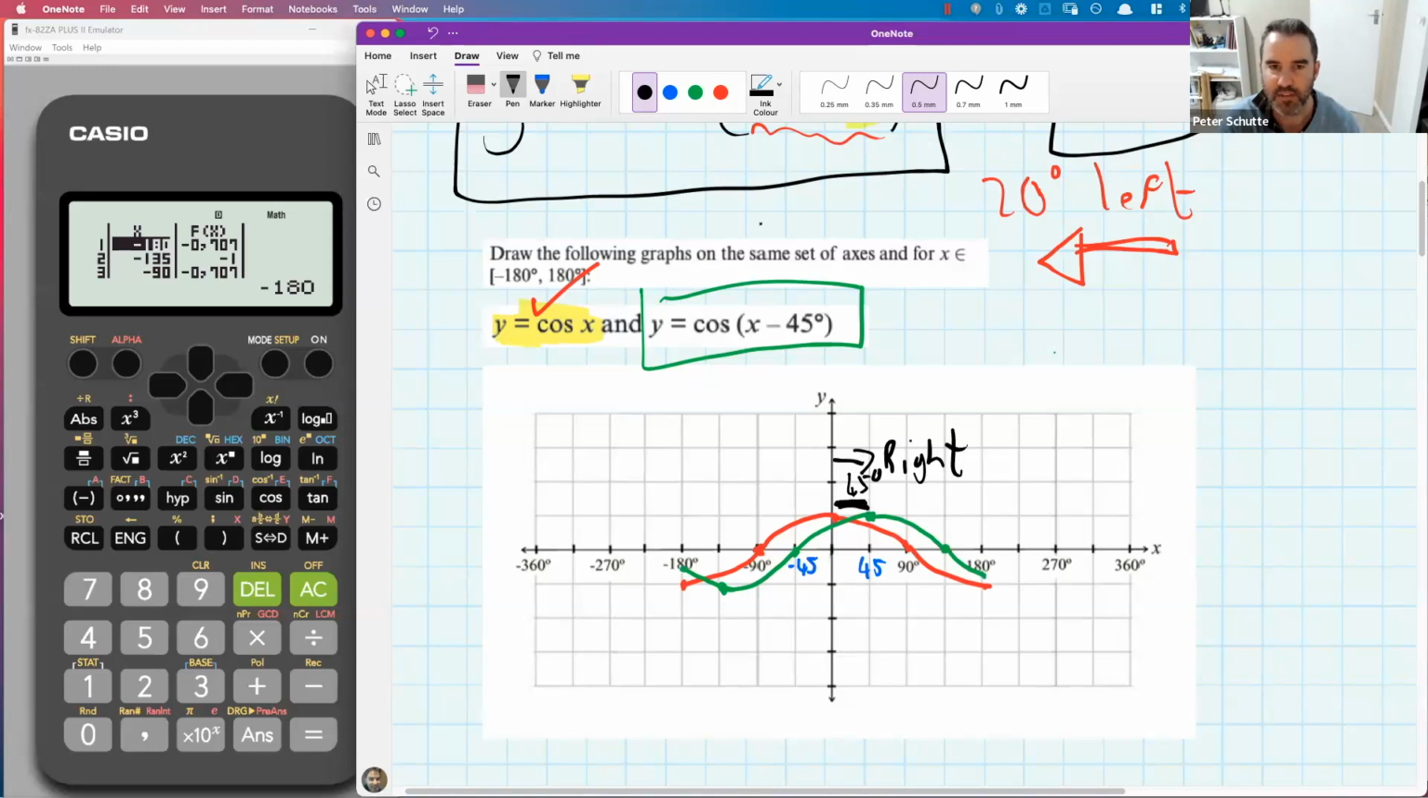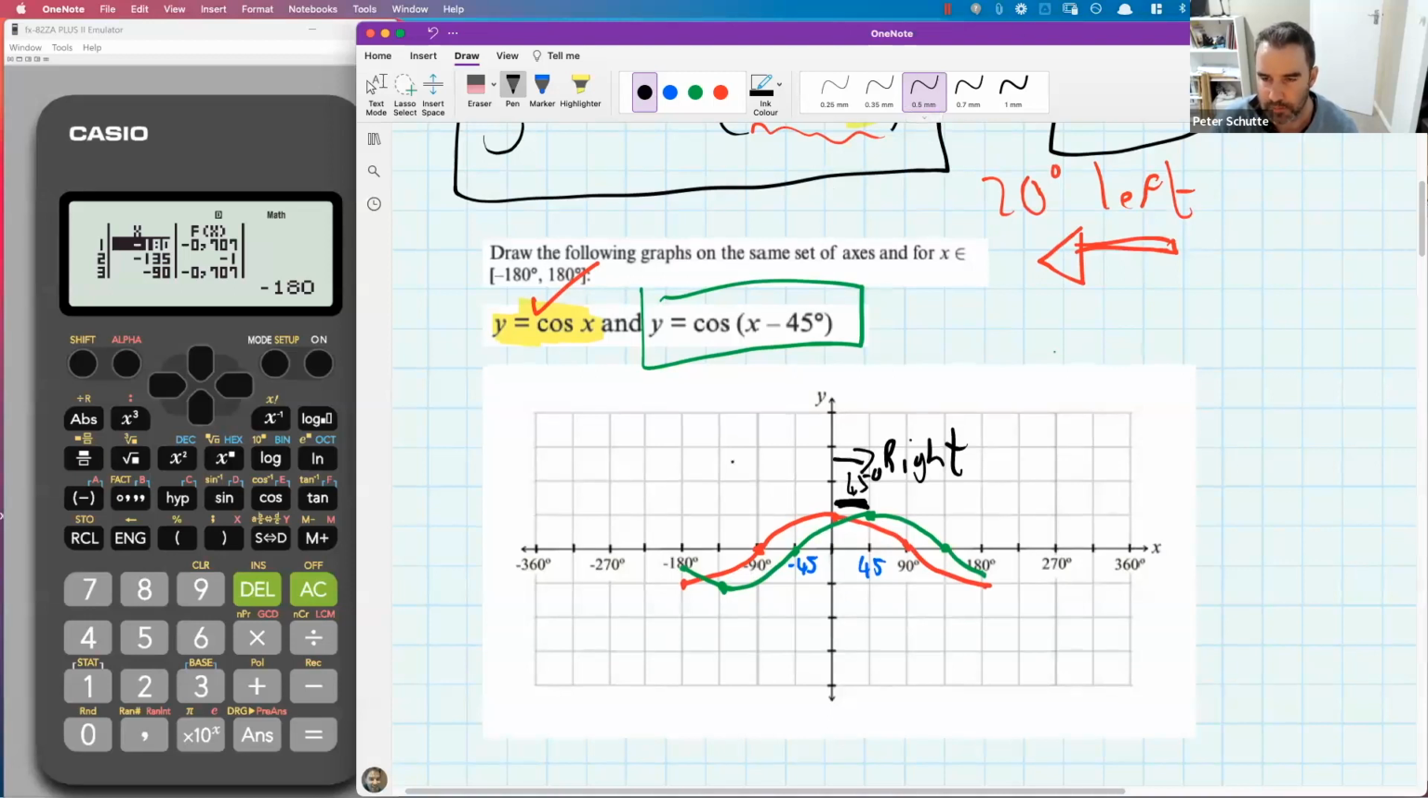And that's why, even though there's a negative 45 here, the whole graph just moves 45 degrees to the right. Okay. Give me a thumbs up if, looking at my drawing, you understand what's going on in terms of moving 45 degrees to the right. And give me a thumbs down if you're feeling a bit confused. Just want to get a feel for what everyone's thinking. Okay.